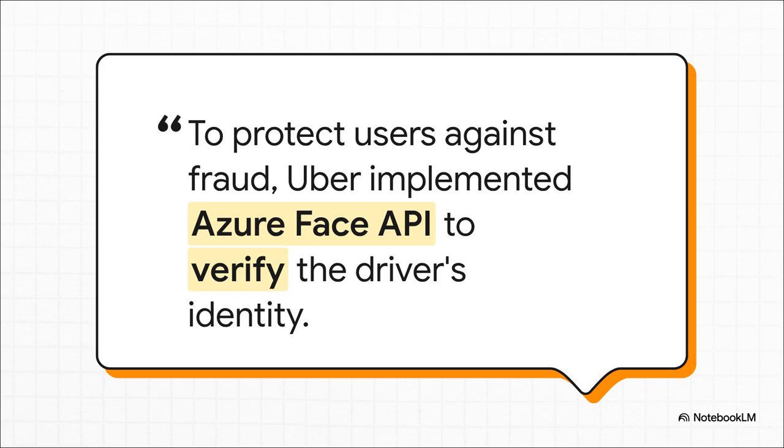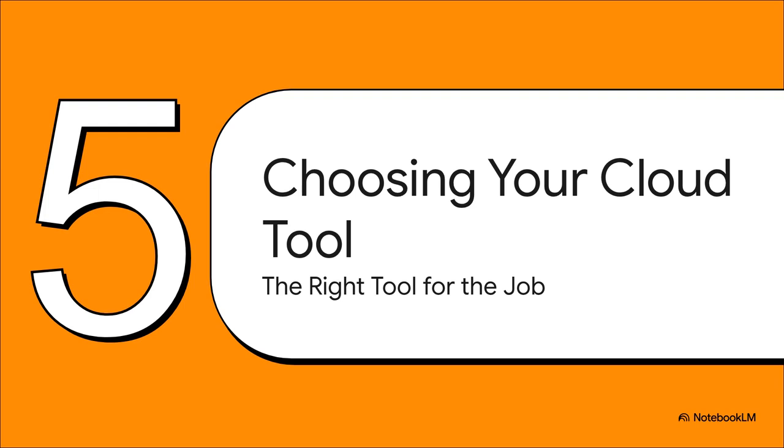And look, this isn't just theory or some cool tech demo. We're talking about massive companies using these services to solve really critical problems. I mean, take Uber. They use Azure's Face API, which is part of the Vision services, to make sure the driver signing in is actually the right person. It's a real-world use of AI that makes the whole platform safer for everyone and helps stop fraud in its tracks.